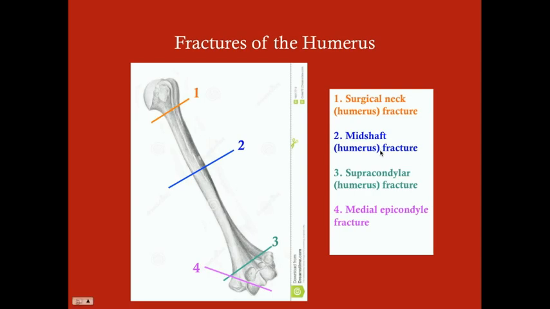And then the second fracture we'll talk about will be the mid-shaft fracture, and that's just a fracture of the diaphysis anywhere along the humerus. The third fracture we'll talk about will be the supracondylar fracture, which I talked about in the pediatric fracture section. This is a very common thing to see in kids because of their ligamental laxity. And then finally, we'll talk about the medial epicondyle fracture, which is an avulsion fracture.